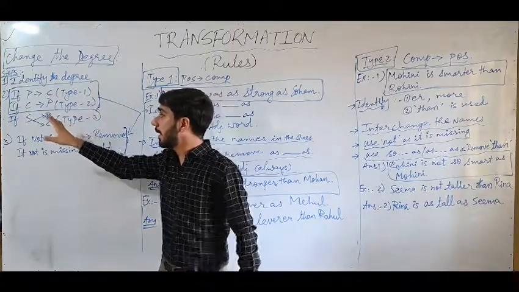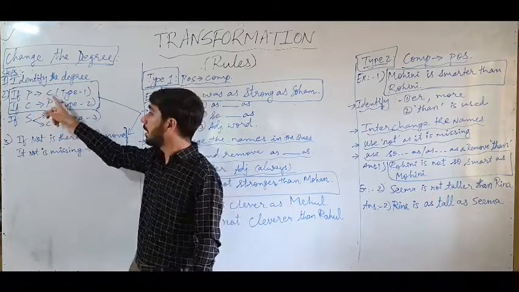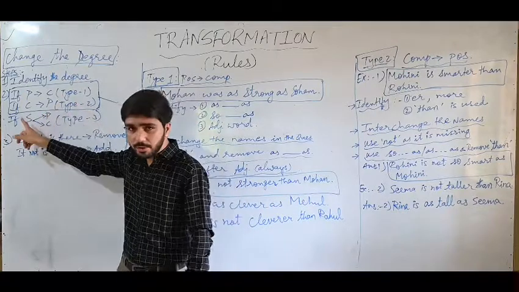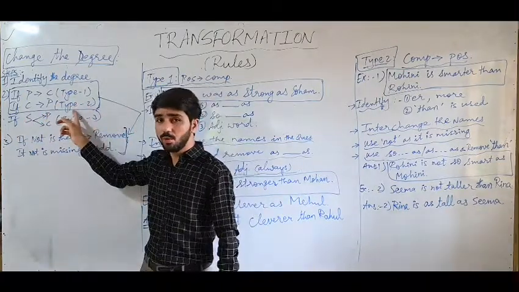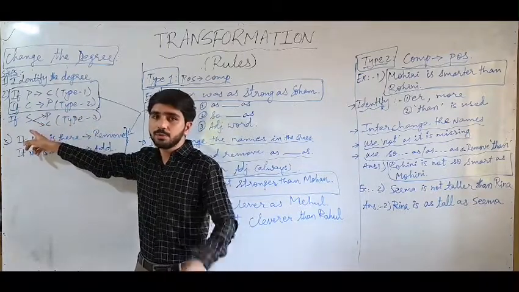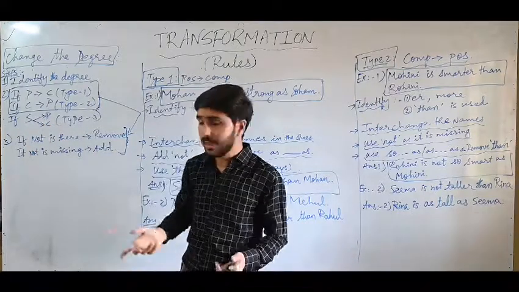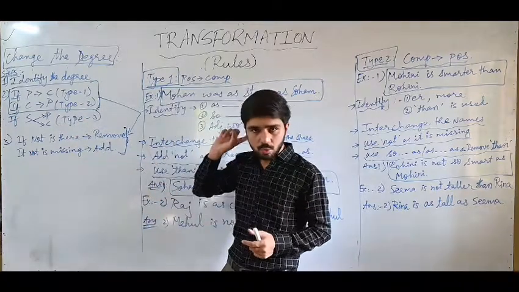Second step, if it is positive degree, you will have to change it to comparative degree. That is type 1. If it is comparative degree, you will have to change it to positive degree. That is type 2. And the third type, if it is superlative degree, it's up to you. You could change it to positive or comparative, or you could change it to both the degrees. That is type number 3. So first I have taken type 1 and 2 for you.